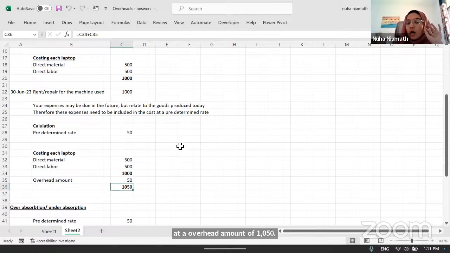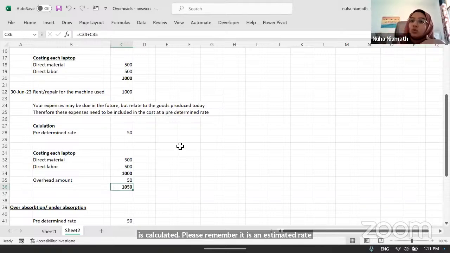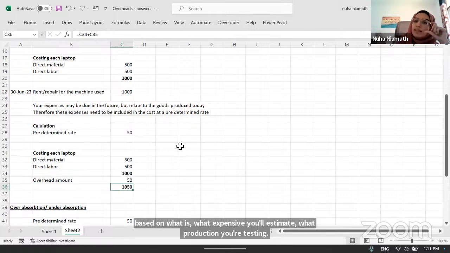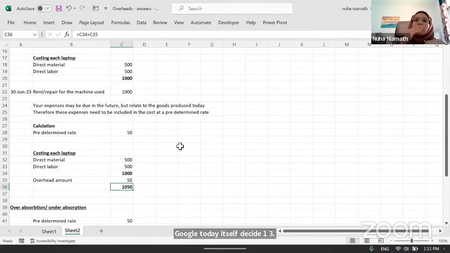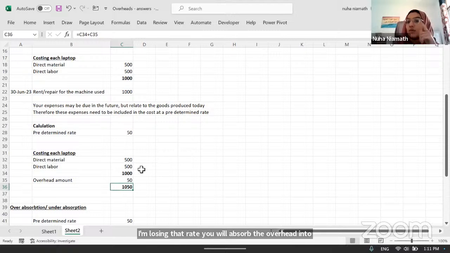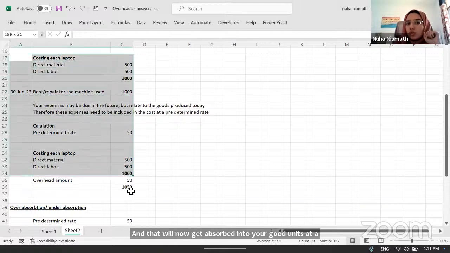So everybody is clear about how this predetermined rate is calculated. Please remember, it is an estimated rate based on what expenses you are estimating, what production you are estimating, how many hours you are estimating to work. You will decide one today itself. That's why it's called a predetermined rate. You're determining it in advance. And using that rate, you will absorb the overhead into the production units. So whatever we were calculating till now, the overhead amount for production A, production B, production C, that is this sum, 1000, will now get absorbed into your good units at a predetermined rate. So everybody's clear with the concept of absorption?